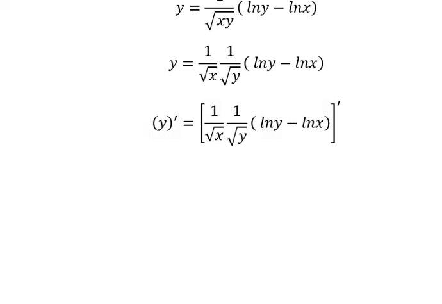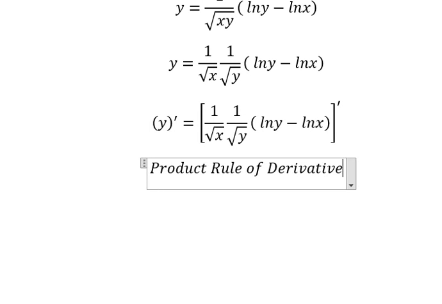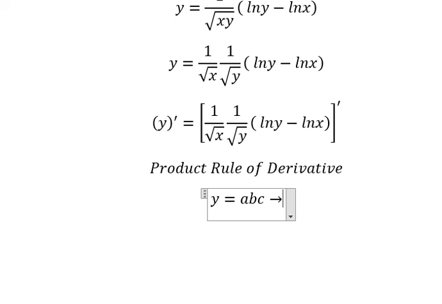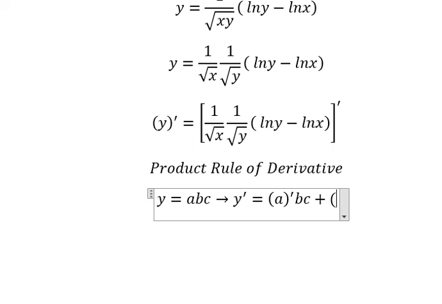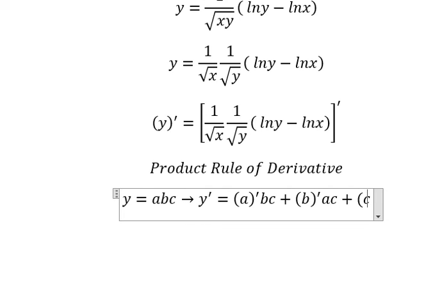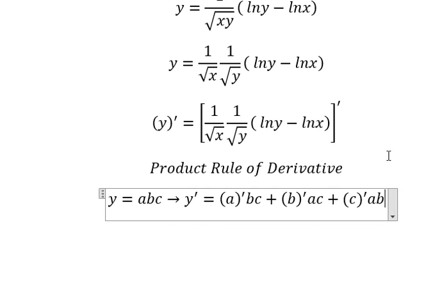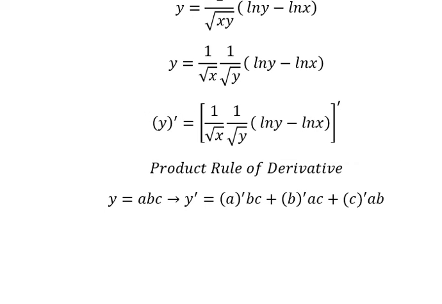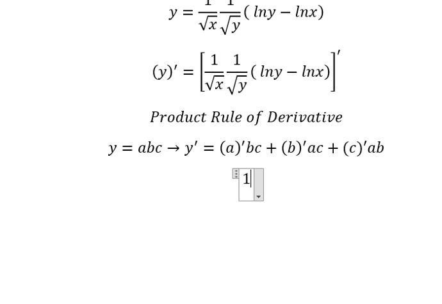So we can use the product rule of the derivative. So we have y equals to abc. So if we do first the derivative, that should be like this. So we can apply the formula for this one. First, the derivative of y, we have number 1 with the derivative of y. That's why we can simplify like this.